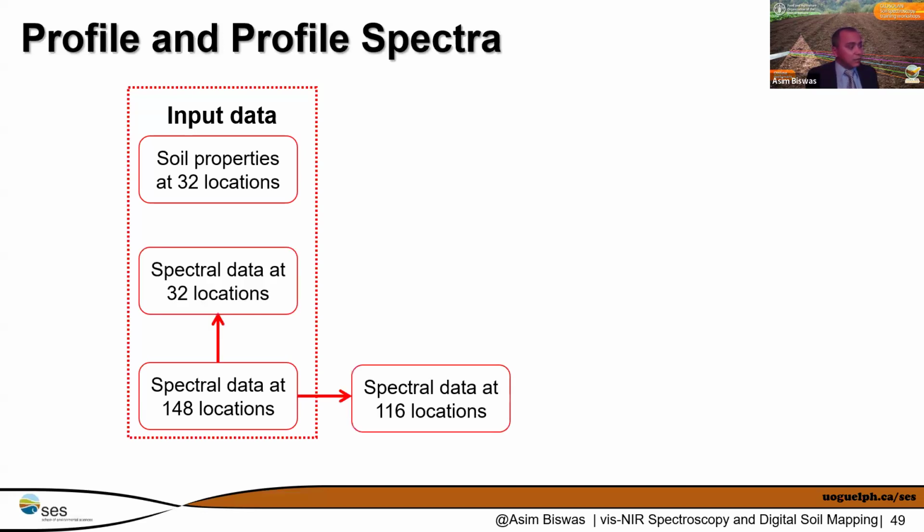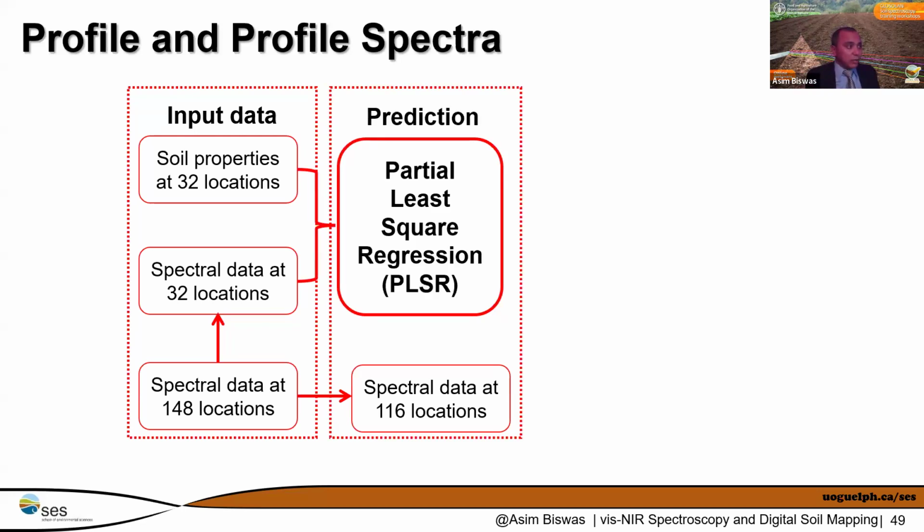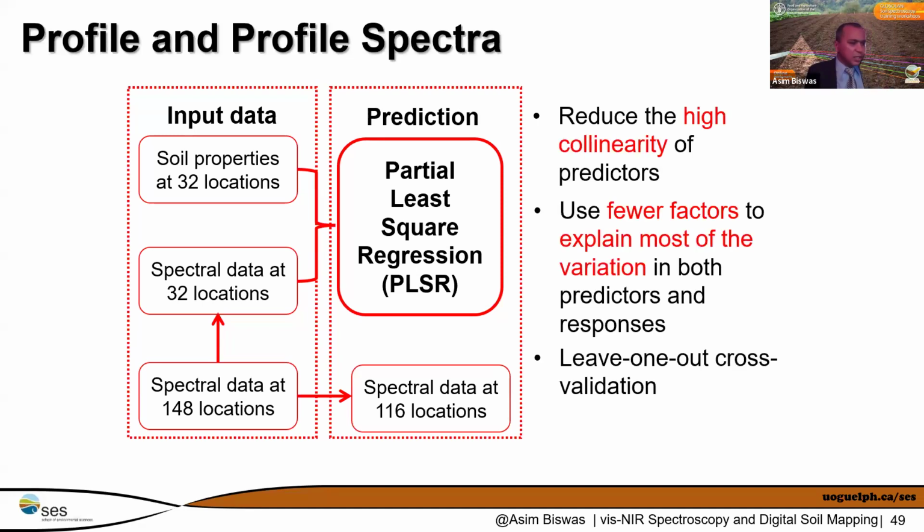Out of 148, we separated 32 and 116, where for the 116 we don't have the soil data or lab data, but at the 32 locations we have both spectral and soil data. So we used partial least square regression, or PLSR, which is quite common for various regions I have been talking about. We have seen the performance for field level data, and we want to continue with PLSR. It reduces the high collinearity of the predictors, uses fewer factors to explain most of the variation in both predictors and responses, and leave-one-out cross-validation is easy as well.